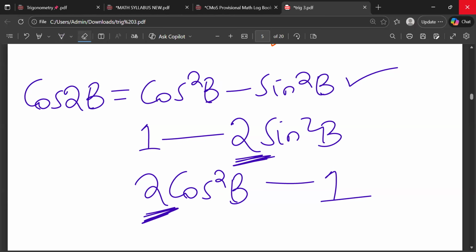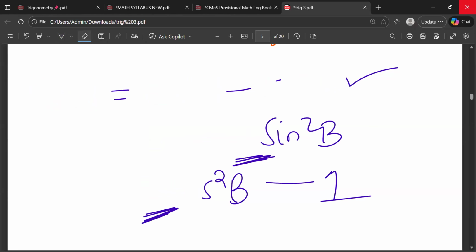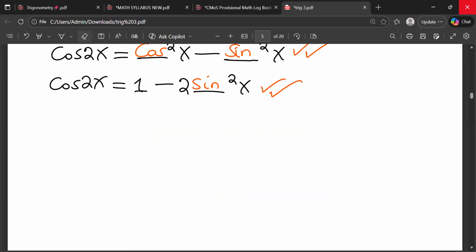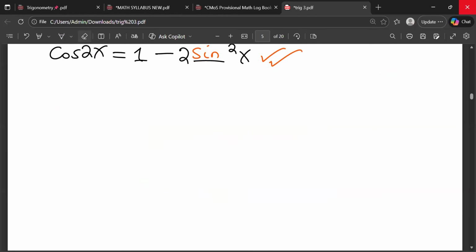If it is 2y, you know what to do. 2m, you know what to do. 2q, 2p, same things. 1 minus, it is sine, don't forget the 2. Minus 1 is 2 cos, and don't forget the squared. If you want to use the basic one, it is cos squared minus sine squared. Like that. Okay.